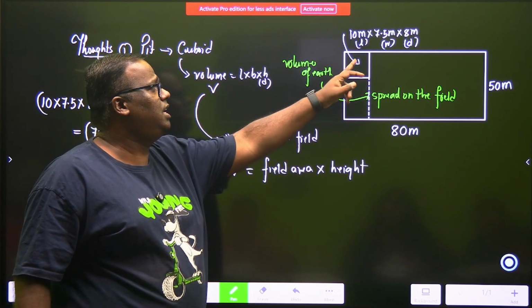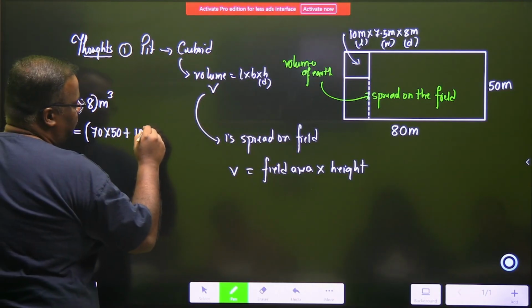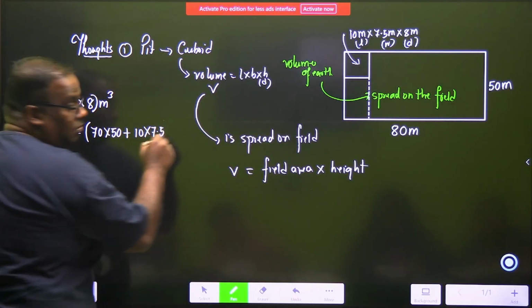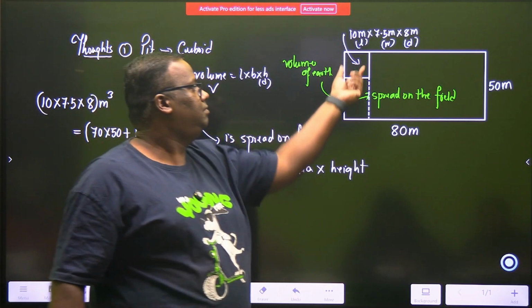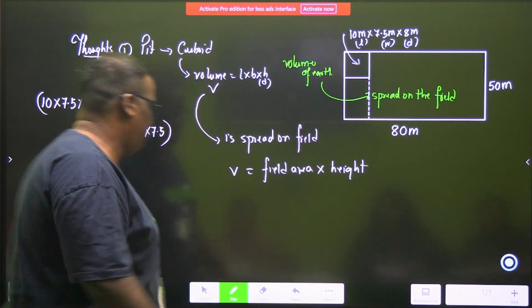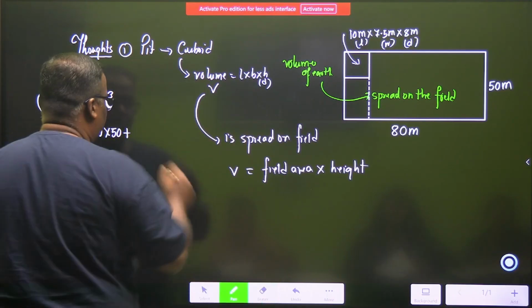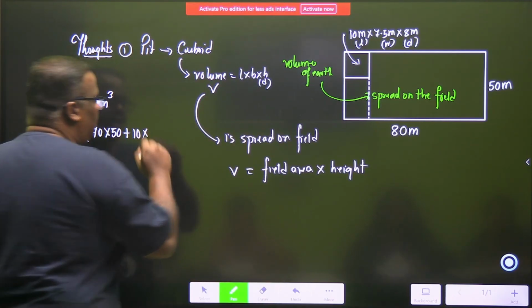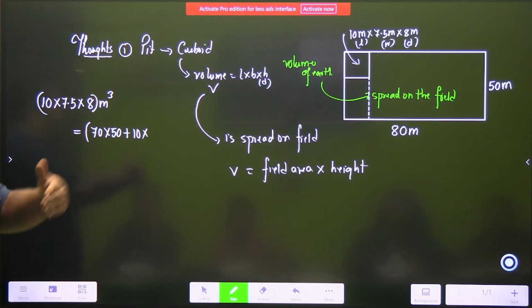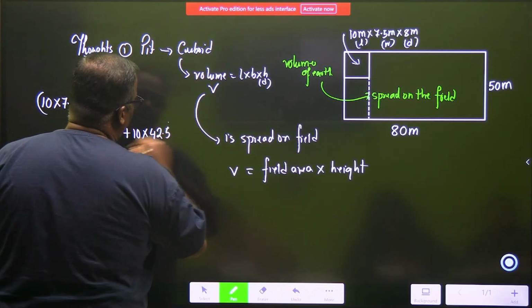So this is 10 multiplied by 7.5. Very good. 10. Not 7.5, 50 minus 7.5. Yeah, she's correct. It will be 10 multiplied by 50 minus 8 is how much? 42. So it will be 42 point. Very good. This is the whole area.